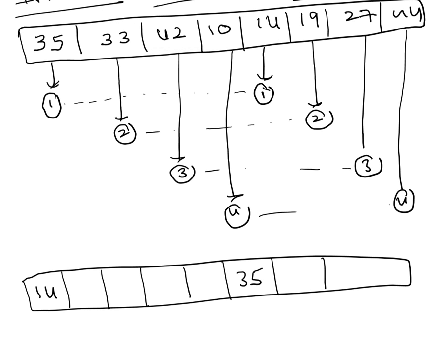Second one now: 33 and 19. Again I compare 33 and 19. Now swapping. 19 will be here, 33 will be here. Then 42 and 27. So 27 will be here, 42 will be here. Am I right? And next, 10. 10 will be here. And when I compare 44 and 10, there is no need of swapping. So I am keeping the elements like this.